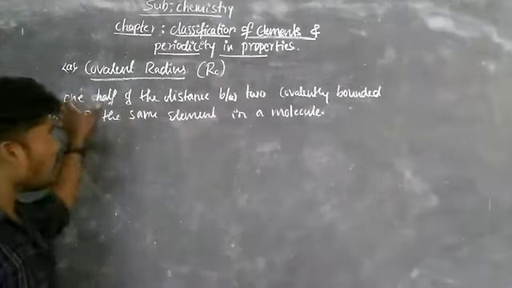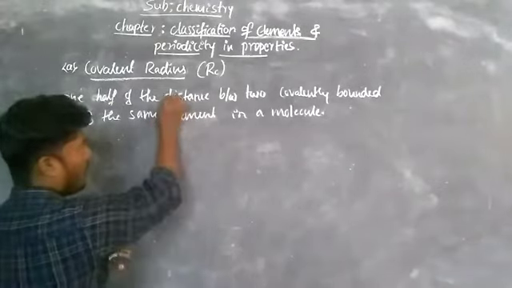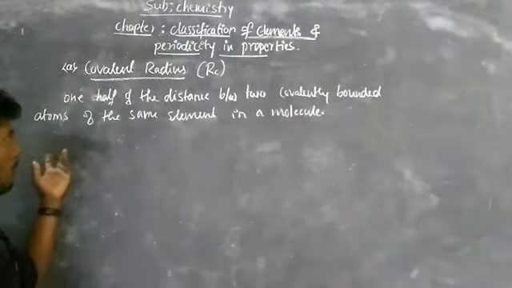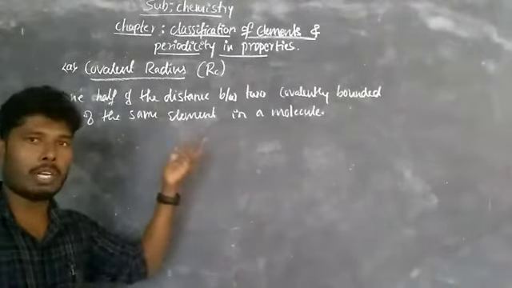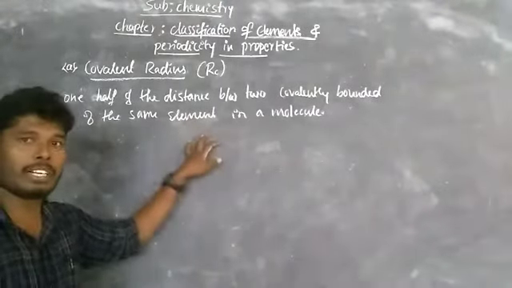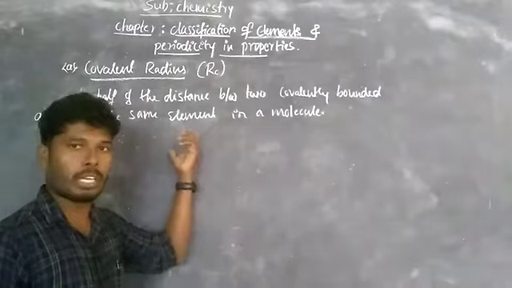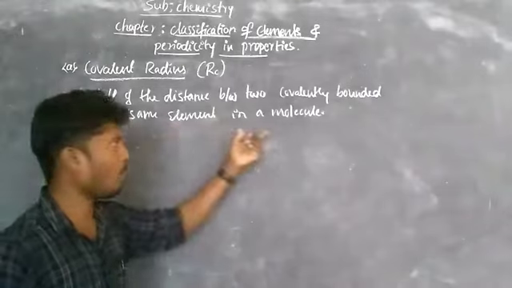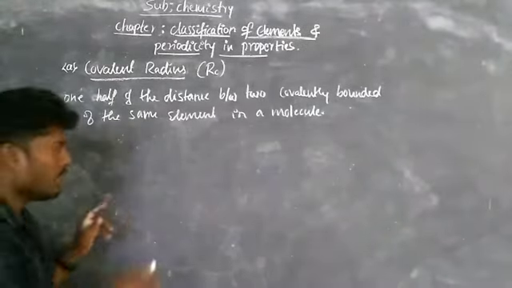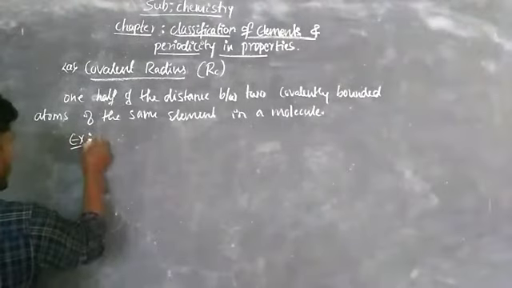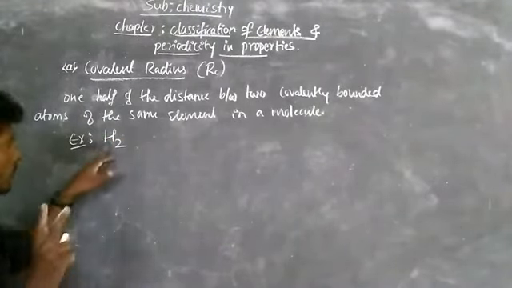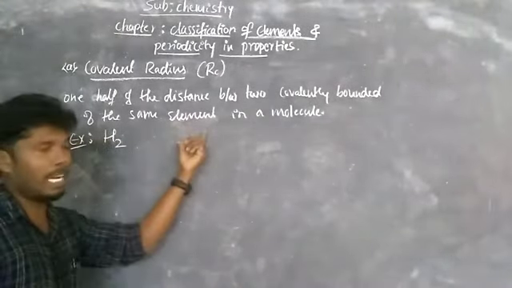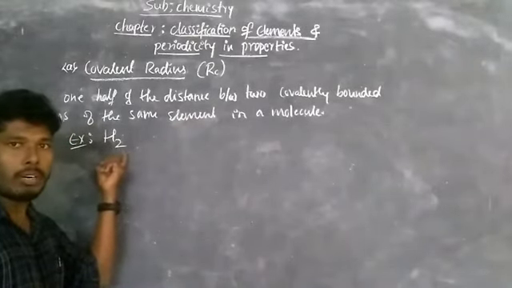So here is one half of the distance between two covalently bonded atoms of the same element in a molecule. Same element means it consists of the same kind of atoms. A molecule consists of many elements, that is the meaning of molecule and element. Now for example, take the hydrogen molecule. It contains 2 hydrogen atoms, and these two are covalently bonded. We call it a hydrogen molecule.